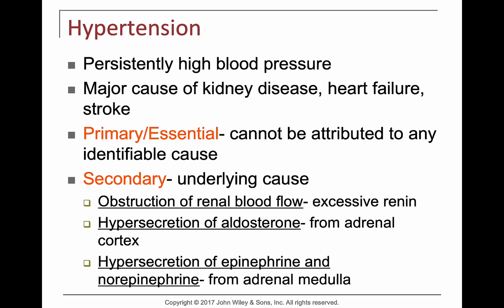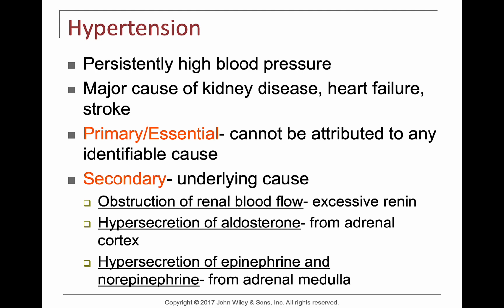Hypertension is persistently high blood pressure. It is a major cause of kidney disease, heart failure, and stroke. There are two types of hypertension. There's primary or essential, which is not attributed to an identifiable cause. Some people will just have essential hypertension where it runs higher, and they're always looking for causes.